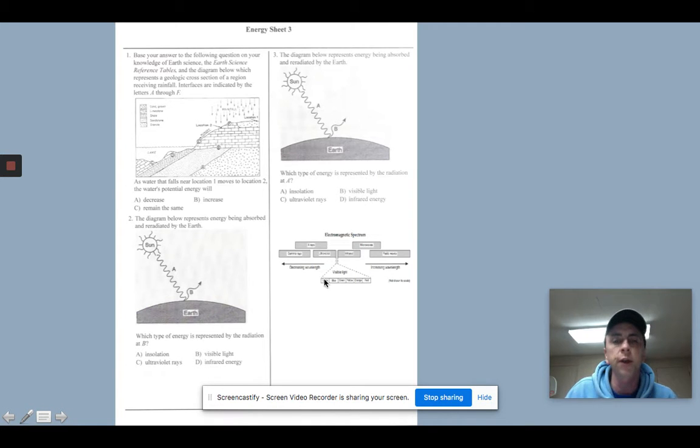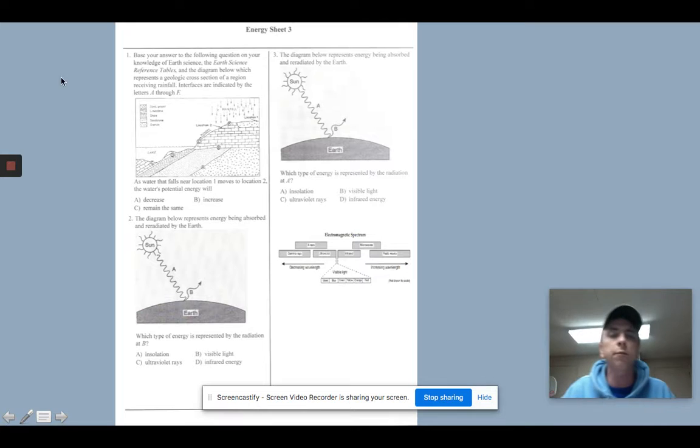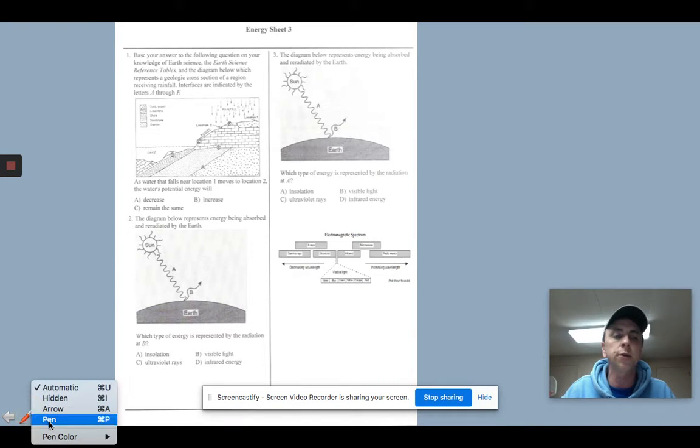And on sheet 3, again, I superimposed here the electromagnetic spectrum because we're going to use it for these pictures. Number 1 is asking, they give you this whole explanation, but they want to know, as water falls near location 1 and moves to location 2, I just got to get a clearer picture of that. Location 1 is here. And location 2 is over here.